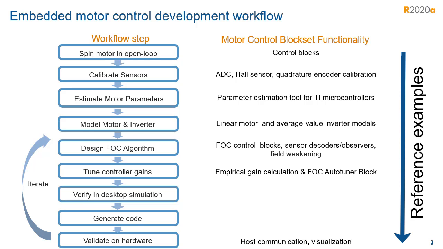Motor Control Blockset provides control blocks that you can use to spin the motor open-loop or closed-loop. Blocks are optimized for generating efficient code. It provides capabilities and examples for calibrating the current sensor, ADCs, Hall sensor and quadrature encoder offsets.